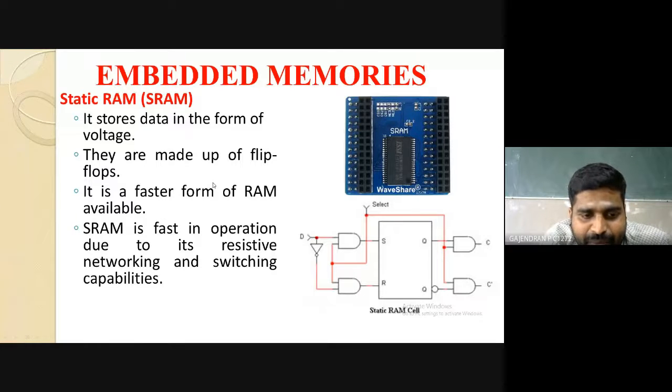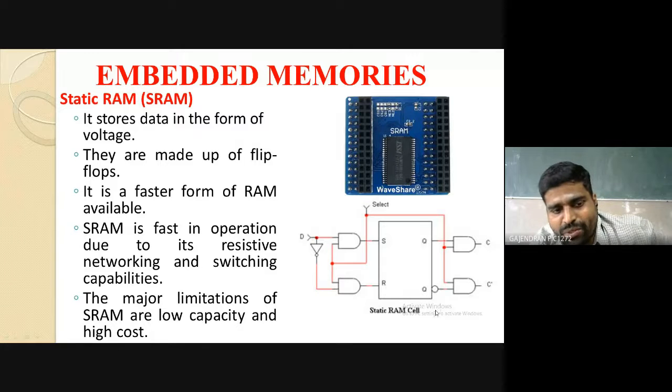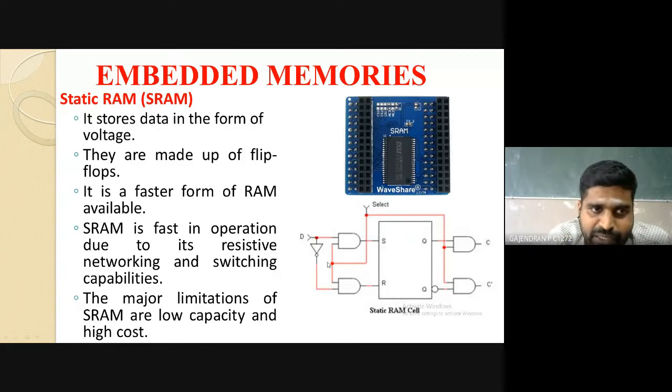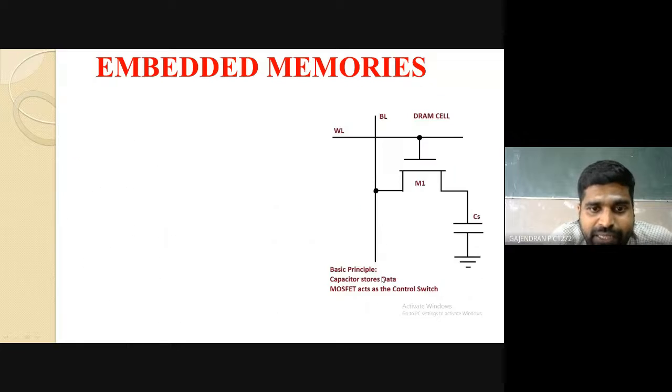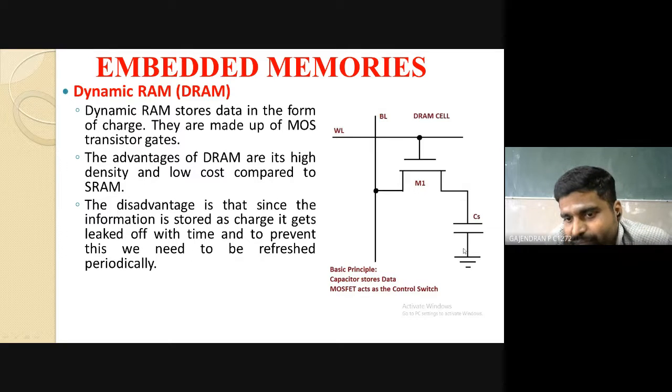In static RAM, how are we going to store the information? We use flip-flop circuits like this to store the information in static RAM. In dynamic RAM, we store the information in capacitors.